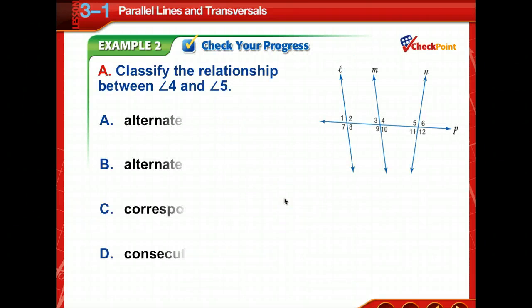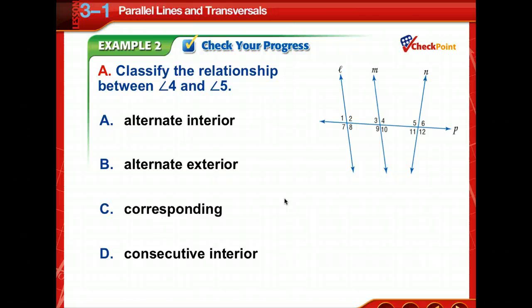Time to check your progress. So classify the relationship between 4 and 5. So pause for a moment. Check your answer. They lie on the same side of the transversal. They're consecutive interior.